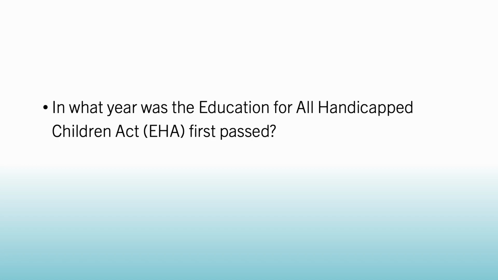Our first question. Let's look at some of the history of the development of special education in the United States. In what year was the Education for All Handicapped Children Act first passed? Was it A, 1954, B, 1975, or C, 1990? The correct answer is B, 1975.